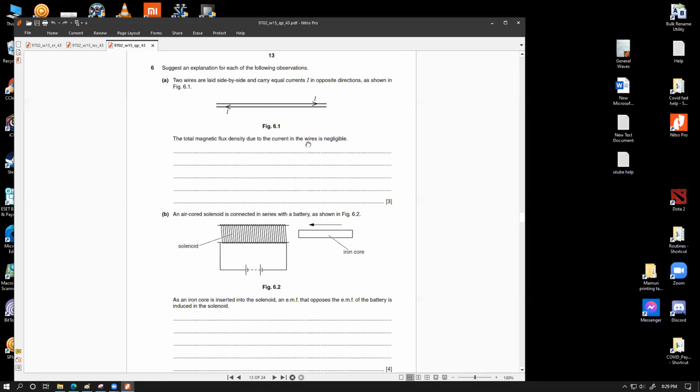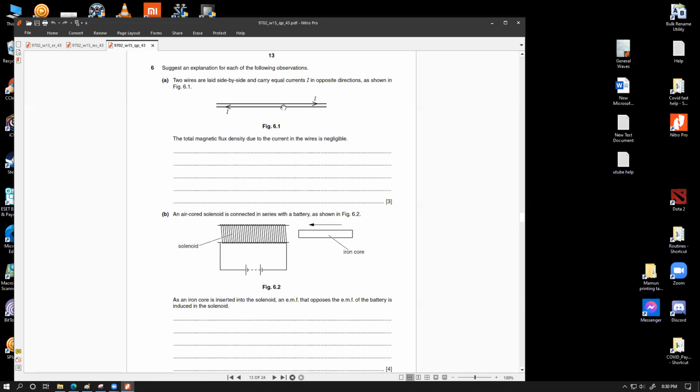Have a look over here. They have used the term plural over here. The total magnetic flux density due to the current in the wires is negligible. Here's the deal you have to understand. These two wires are placed side by side and they are carrying equal current. So this wire will be producing one directional magnetic field around it, which would be almost perfectly counteracted by the magnetic field produced by this one, because this will be producing the opposite directional magnetic field. Because they are placed side by side and they are quite close to each other, they will almost completely cancel out each other's magnetic field.